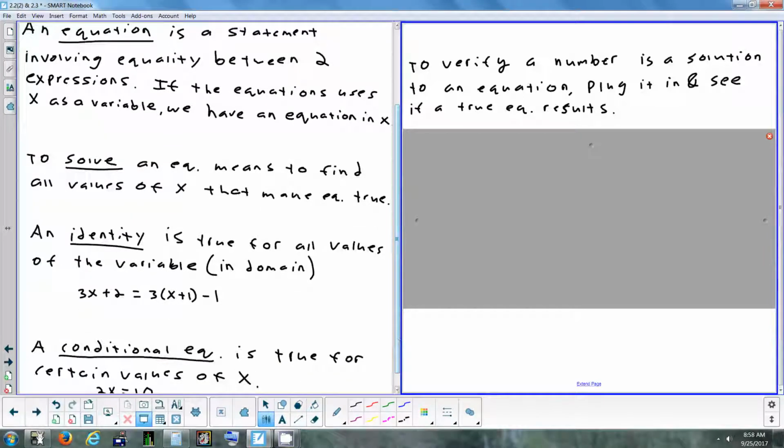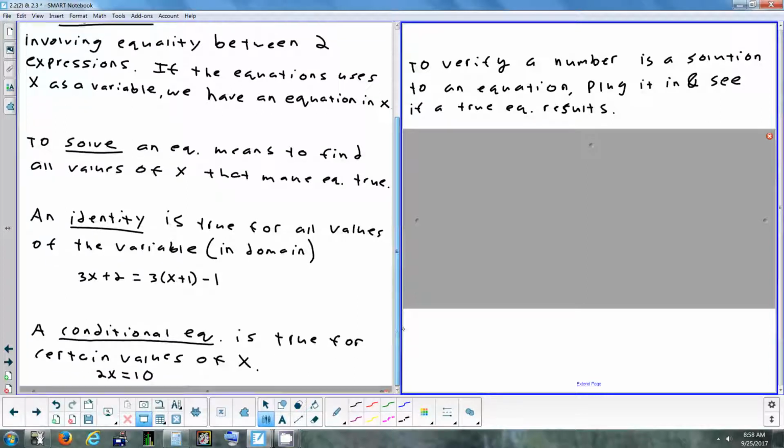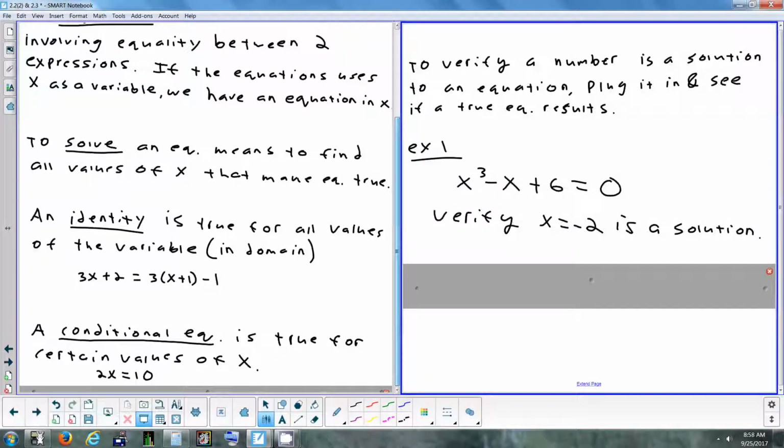Right. And back in Algebra 1, we learned to check an equation. You take your answer, plug it back in, and see if you get a true statement. All right, so here's a cubic. I don't want to solve it. I just want to verify that negative 2 is a solution. Right, so Gracie, how would I check or how would I verify that negative 2 is a solution to that? Yeah, plug it in for x.